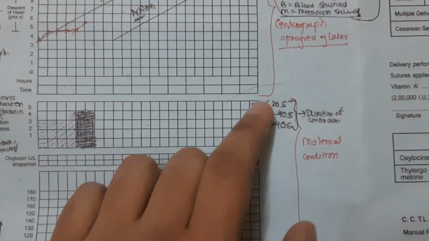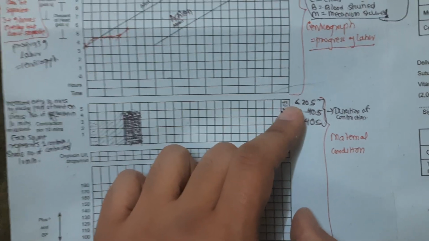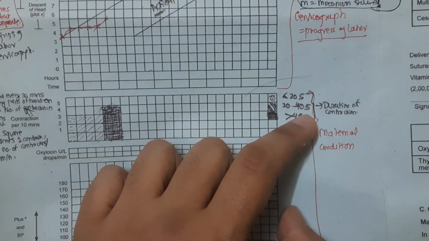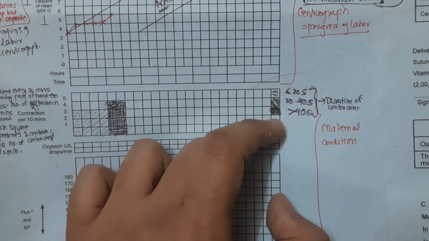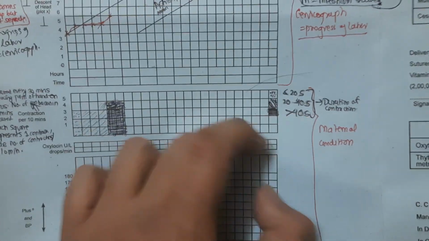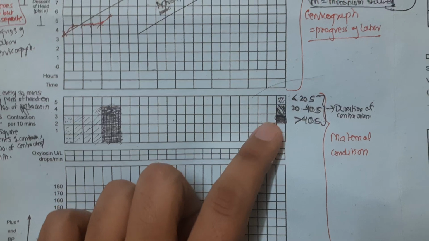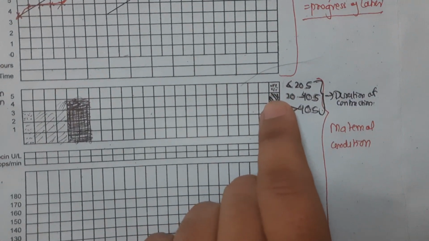We have various representations. If the duration of contraction is less than 20 seconds, then it is filled by a dotted pattern. If the duration of contraction is 20 to 40 seconds, we use an oblique type of line, and if the duration of contraction is more than 40 seconds, then we shade with a dark fill. This signifies weak contraction, moderate contraction, and strong contraction.